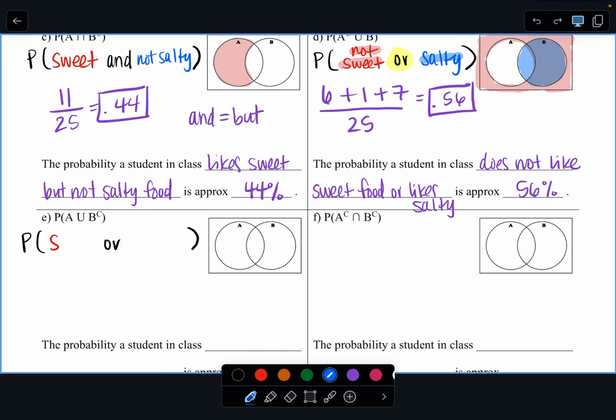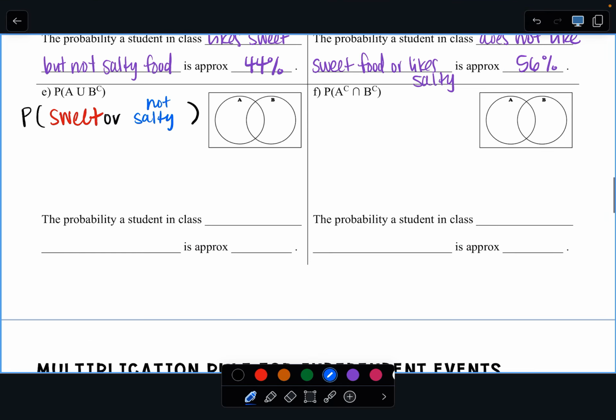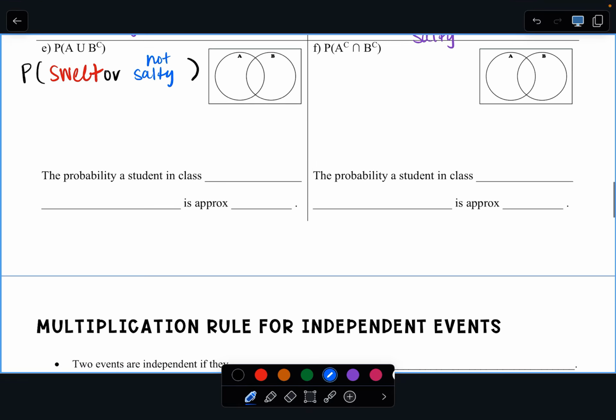Sorry, I switched it. I said salty so many times. They like sweet food or they like not salty. And again, this is an or statement, so only one thing has to be true at a time. So I'm going to go ahead and do the same thing I did before. All of my sweets are circle A. All of my not salty is everything outside of circle B.